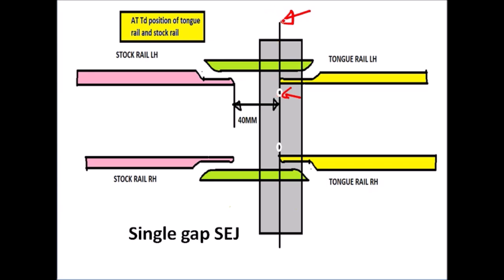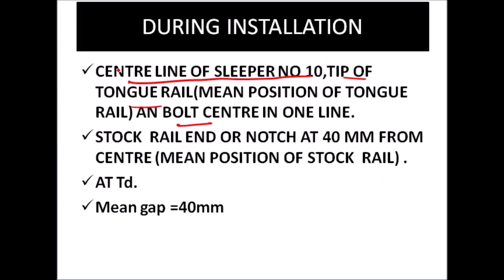So center of sleeper, center of the bolt, we will draw one line. If you draw one line, the tip of tongue rail should touch this center line, and from here the stock rail should be at a distance of 40 mm. Like that we will fix the SEJ. So this is point number 1, and coming to point number 2, stock rail at 40 mm from the center, our mean position. And this is how we have to fix when temperature is TD. At TD this is how the stock rail and tongue rail should be.